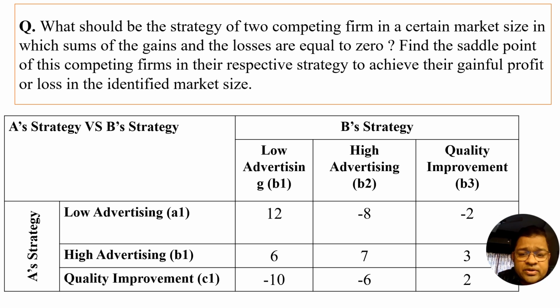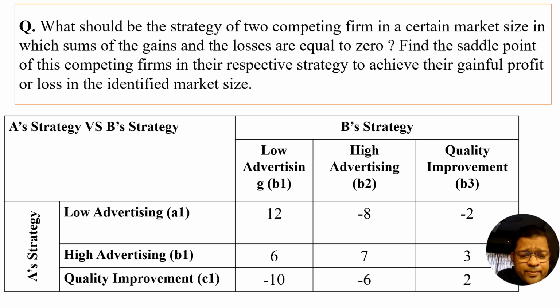The second part of the question is, find the saddle point. Saddle point means equilibrium point. Suppose there is a loss and gain equal to 0, that point needs to be identified. That is called the saddle point. The equilibrium point in a particular game theory model is called the saddle point. Here you have to find the saddle point of the competing firms in their respective strategies to achieve their gainful profit or loss in the identified market size. The objective is that you have to find the saddle point and the overall payoff, and find out what should be the gain or loss of both parties in the particular market size.